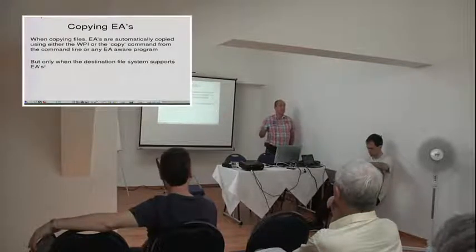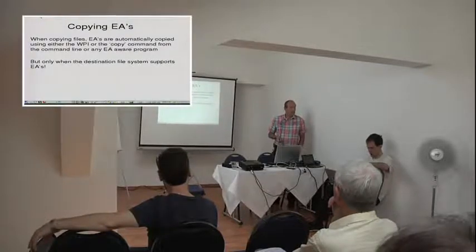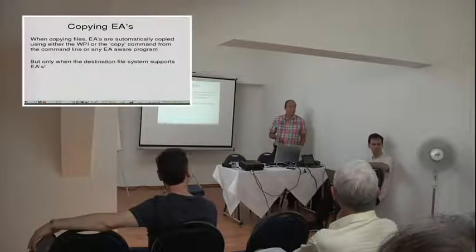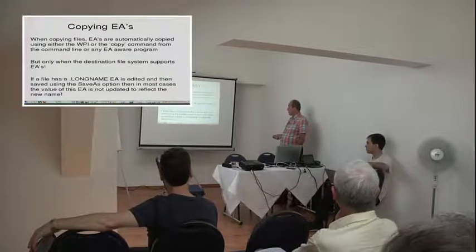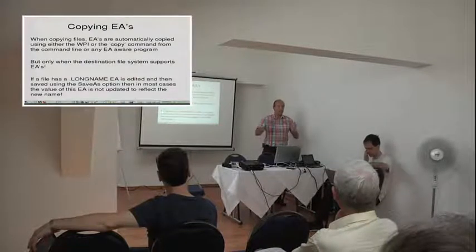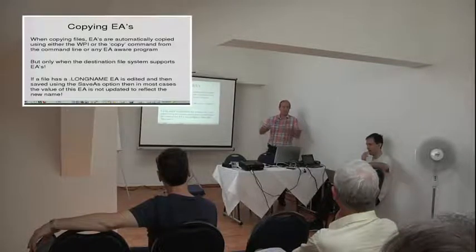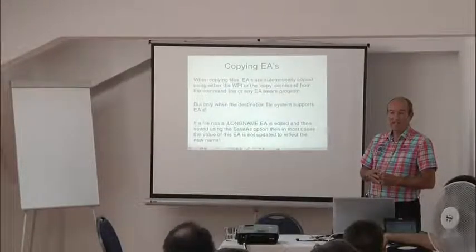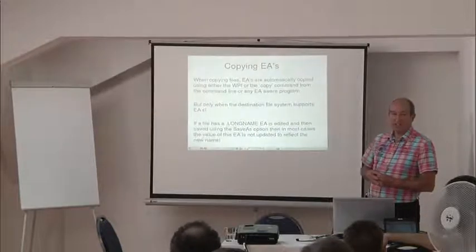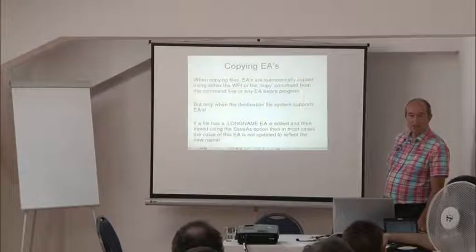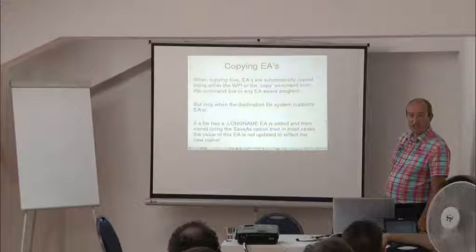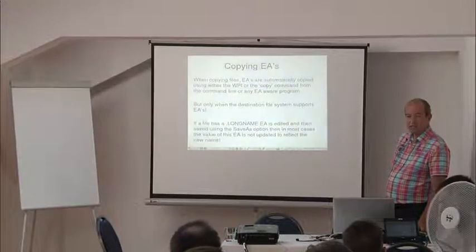But this is only true when copying if the destination file system supports EAs. If it doesn't, you've got a problem. You lose them. Also, if a file has a long name EA and the file is edited, and you do a save as option, so you say, I have file ABC, and I save it as XYZ. It's saved as XYZ, but guess what? The long file name is ABC. So you can get two files with exactly the same long file name, which is great when you're using the workplace shell to find a file. And you say, I'm sure this is a different file than I had. And that's right, it is, because two of them have the same name.